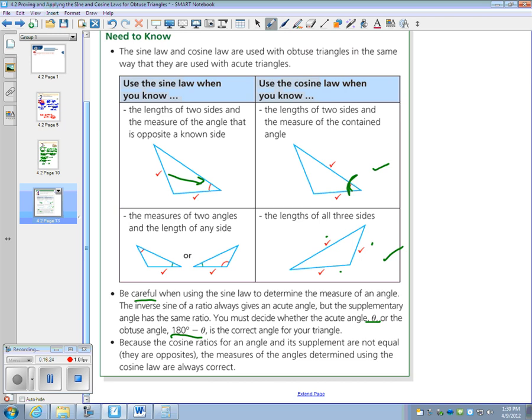Because the cosine ratios for an angle and its supplement are not equal, remember we saw that the cos of 150 is equal to negative the cos of 30. Remember, they weren't exactly equal. Because of that, the measures of angles determined using the cosine law are always correct. So when you use the cosine law, no stress. You don't have to think about it. It's going to give you that right answer for an angle.